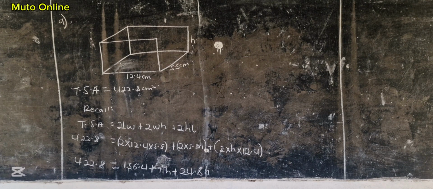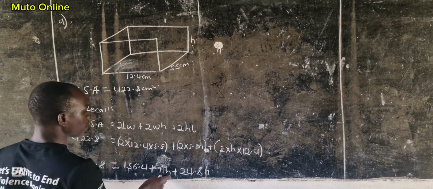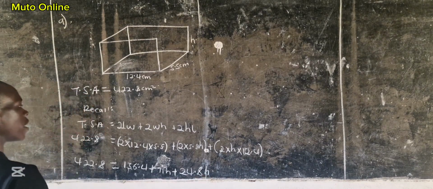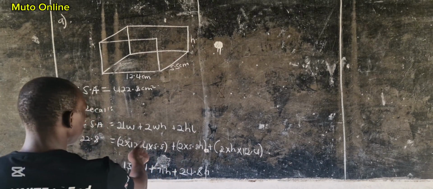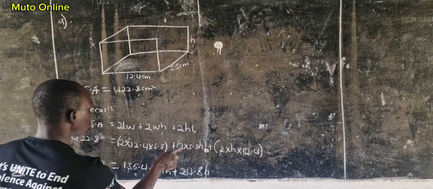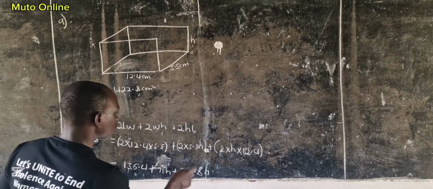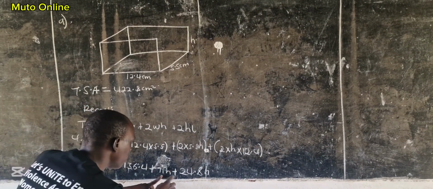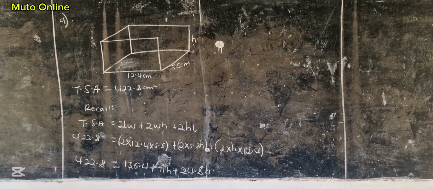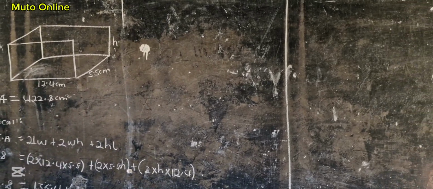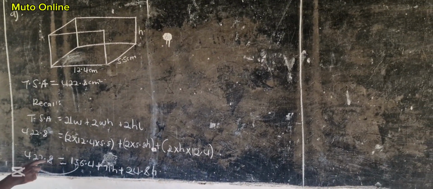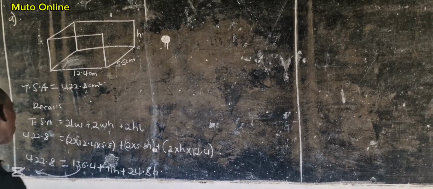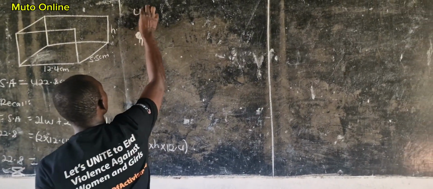So you see that on this side we have h, and even this side we have h. This is 2 times width times height. So we shall now have 11 plus 24.8h. Then this will cross this side. Much as we are going to add this and that, we shall still make this cross the other side and we subtract.